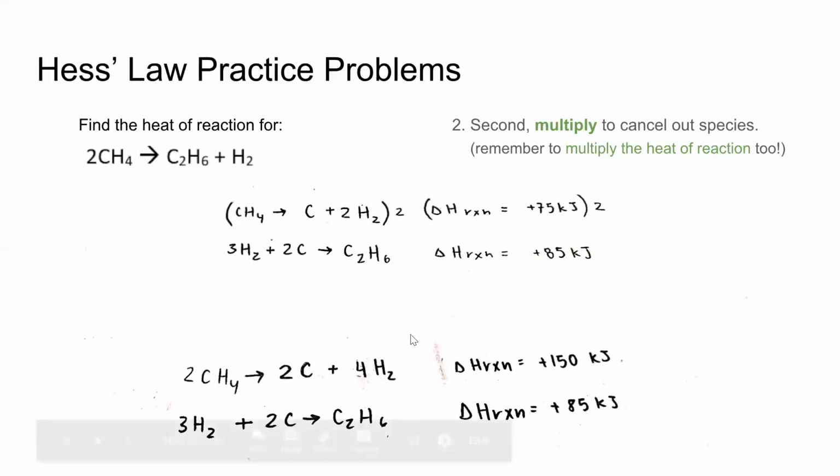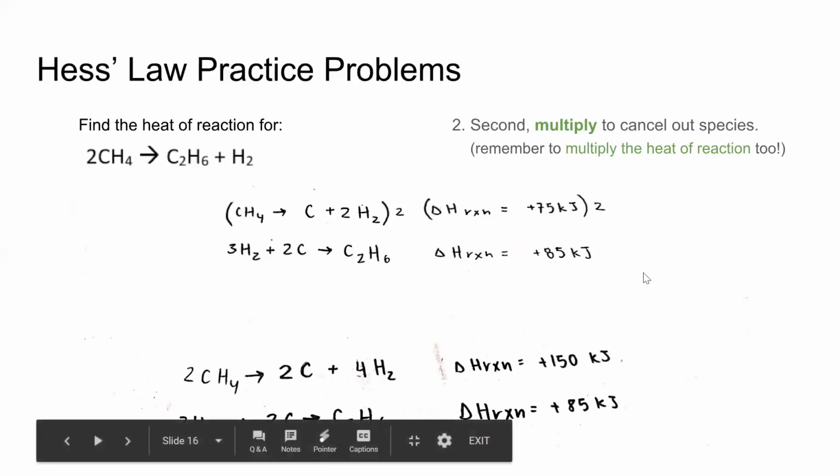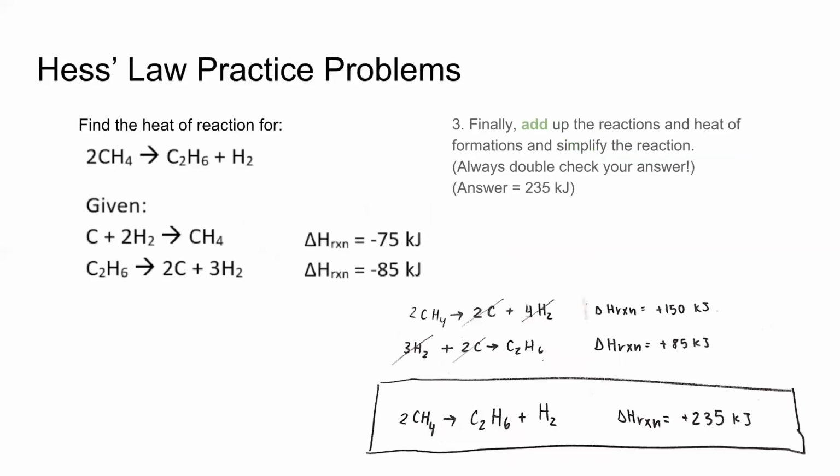And then we don't need to modify anything for the bottom one because later, when we do step 3, we're going to add up both of these reactions and heats of formation to simplify the reaction. When you do that, you'll see that the 4 hydrogen gases on the top right side will cancel out the 3 hydrogen gases on the left side. So when those cancel out, you're left with only 1 hydrogen on the right side, and that matches what the original equation wanted. Then the 2 carbons will cancel out because they're on opposite sides, and all you have left on the left side is the 2CH4.